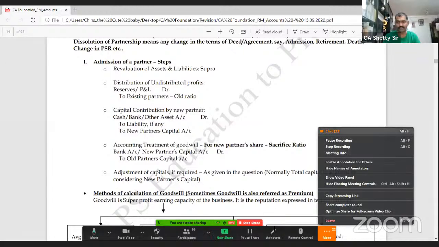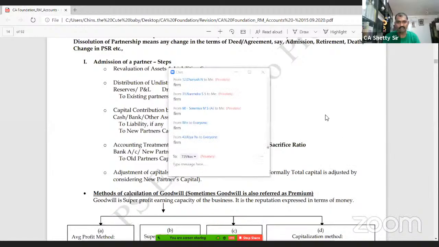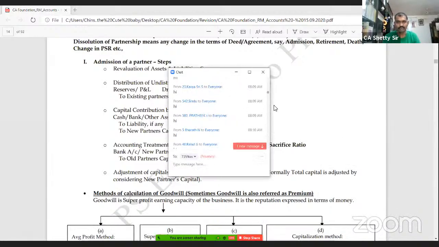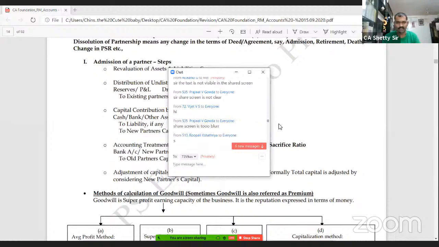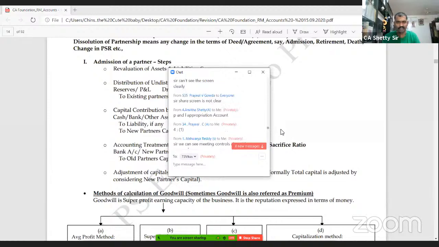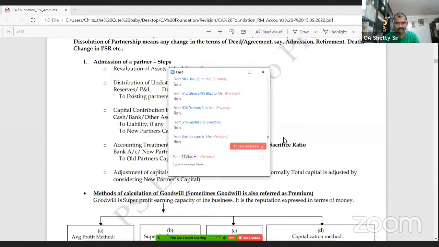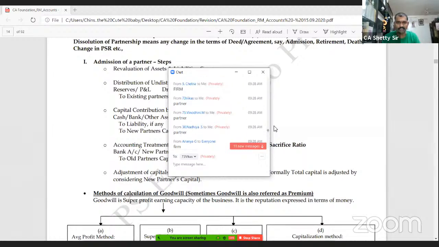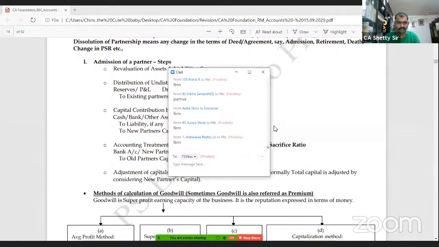Only 20 people have chatted. What about others? Okay. Brilliant. The 20 lakh is ultimately suffered by whom? I think all of you have given the same answer. Excellent. Who wrote firm, and who wrote partner? Nadia says partner, then Vikas says partner, then everybody else has written firm. Very good.